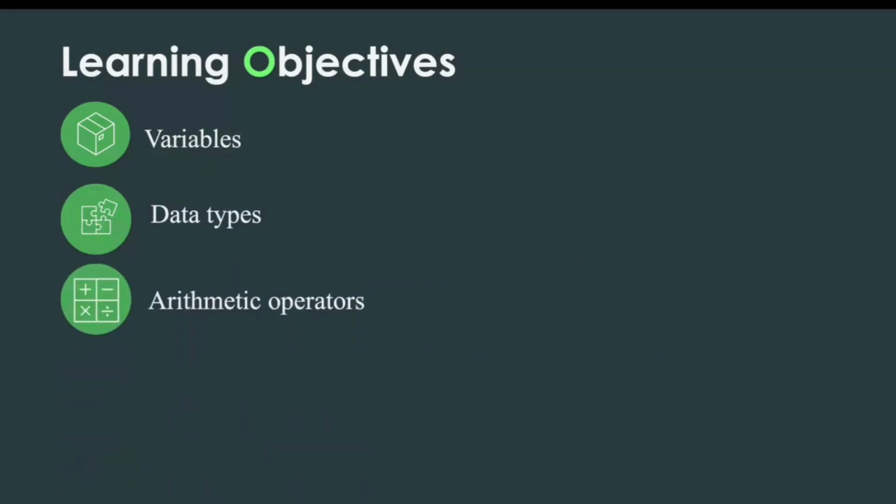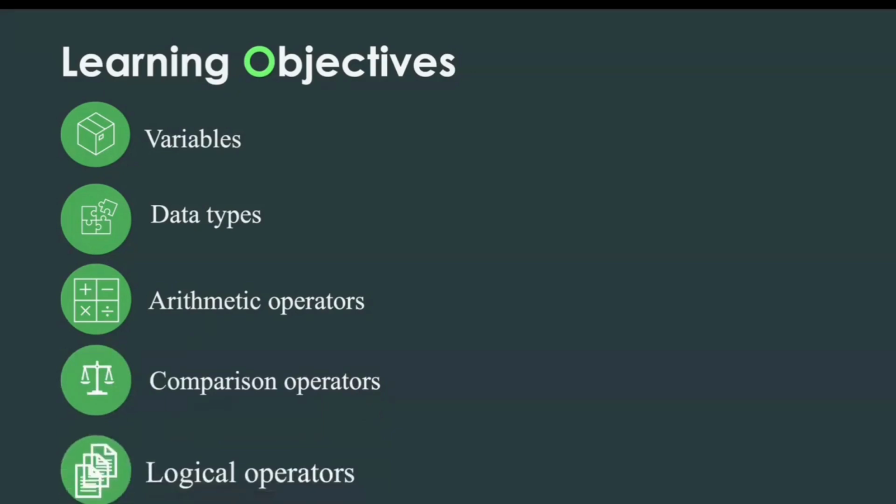Arithmetic operators. These operators are used to perform basic calculations. Comparison operators. They are helpful in comparing values and making decisions. Logical operators are used to combine conditions and control the program flow.